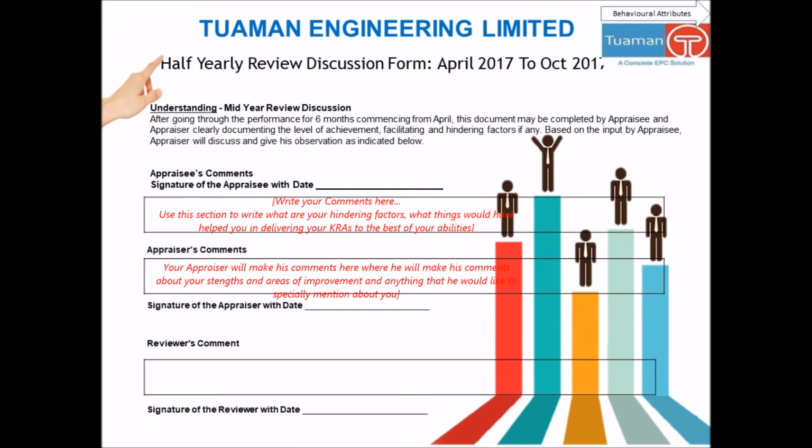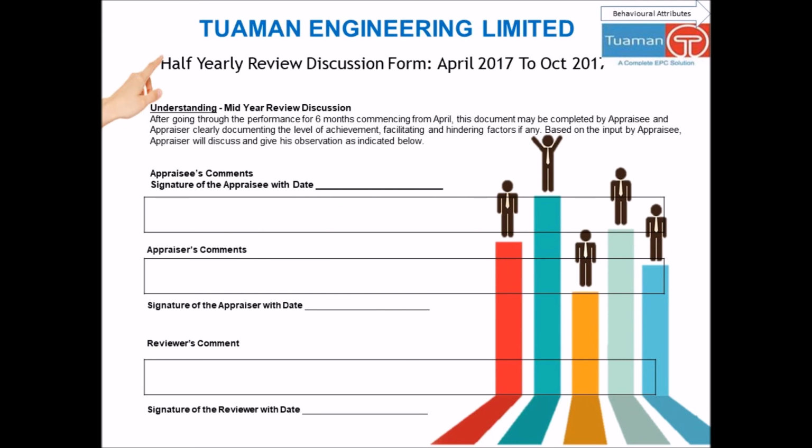Page number 3 of the form has the comment section, whereupon the appraisee puts his comments, his inhibitions, his hindering factors, things that he could have done better with proper support. The appraiser's comments, the reviewer's comments, and their respective signatures are in there. So this is only the mid-year review. In the end year, the same process has to be repeated in the comment section, in the behavioral attribute section, and in the end year target section, which needs to be filled up.